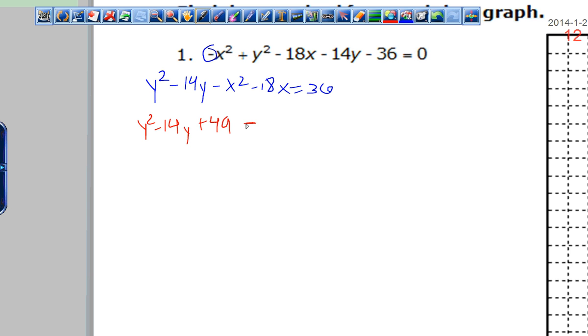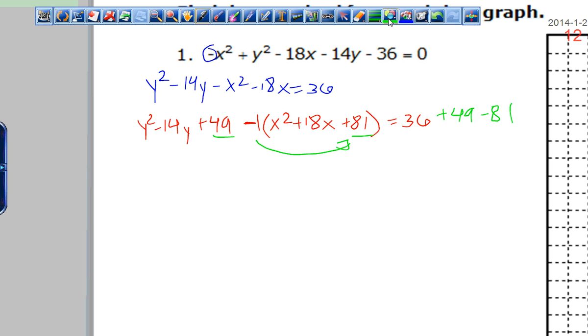I'm going to have to factor out this negative there, so I'm going to put negative 1, and then x squared plus 18x, and then half of 18 is 9. 9 squared is 81, and I got 36. Now we got to be sure that I add in this 49 and this 81. So plus 49 and then minus 81. The reason why it's minus is because I got this negative, and we got to be sure we actually distribute that to add it to both sides.